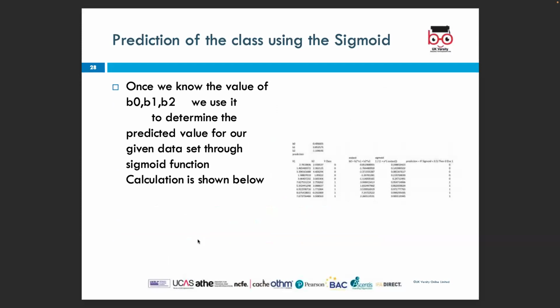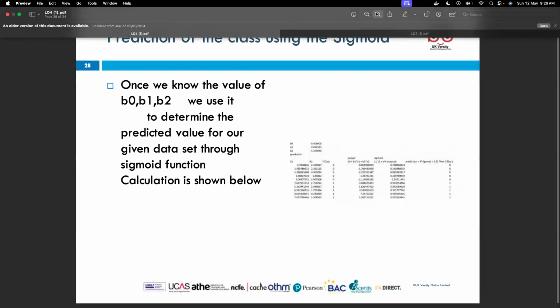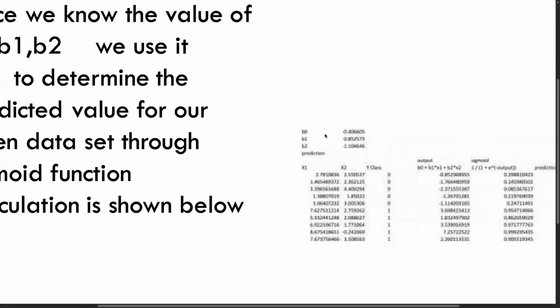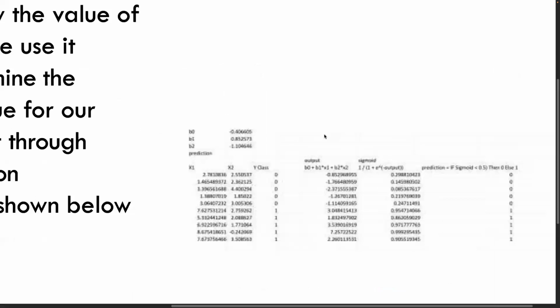So prediction of the class using sigmoid. Once we know the values of B0, B1, and B2, we use them to determine predicted values for our given data set through sigmoid calculation. The calculation is shown below. Let me see if I can zoom this in. So that table that we have there, this is the calculation.